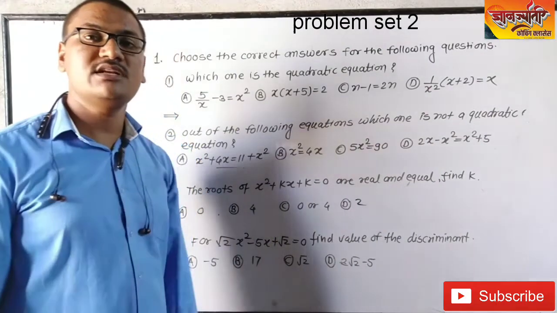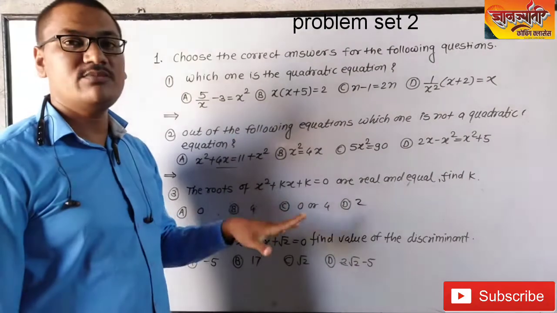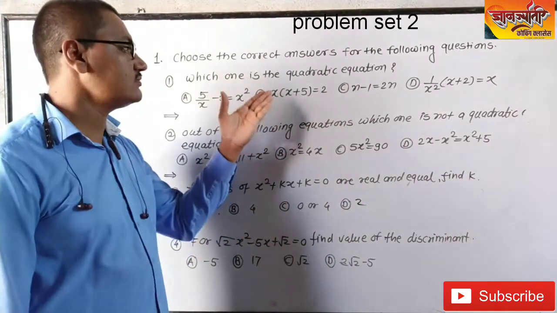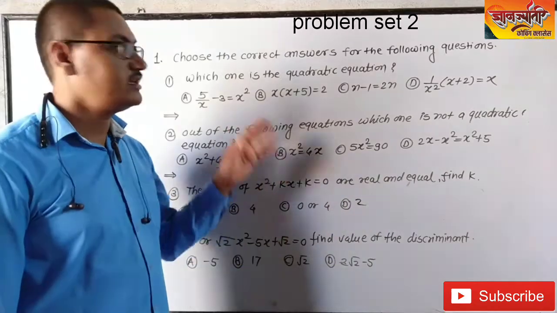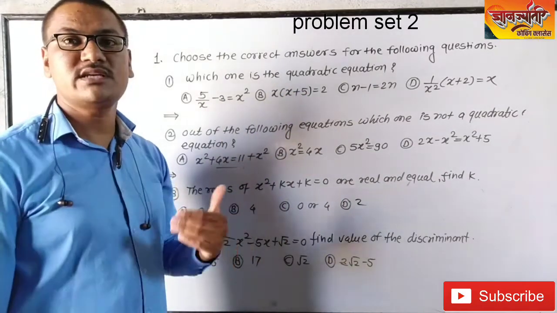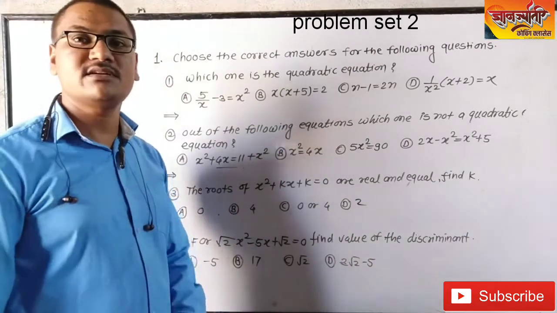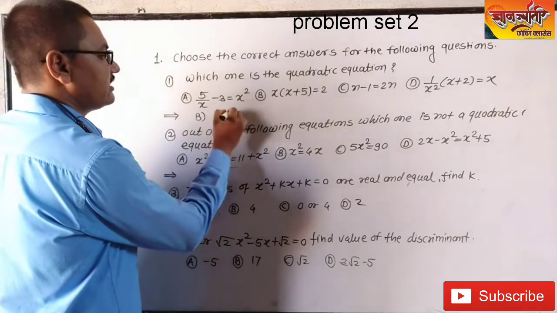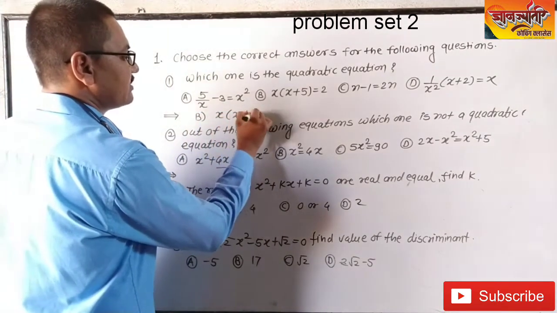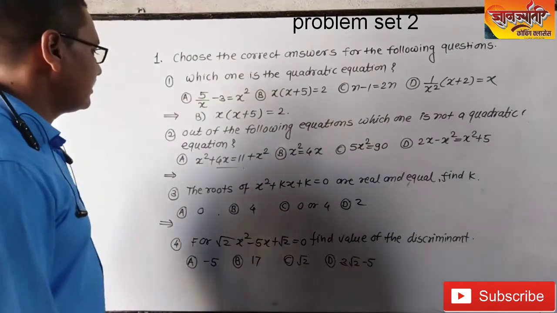Using the definition of a quadratic equation with one variable, where the highest index of the variable is 2, the option that satisfies the required condition among the 4 options is option B. It satisfies the required equation completely, so option B is the correct answer: x into bracket x plus 5 is equal to. Let us take the next problem.